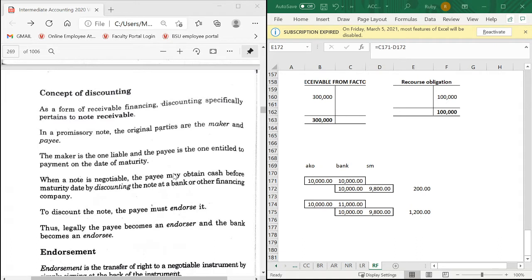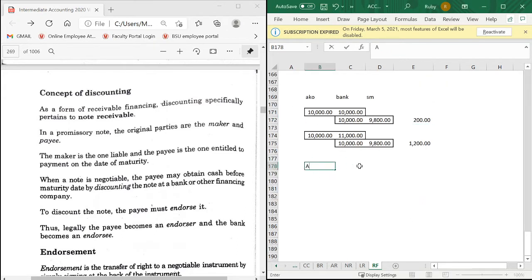In a promissory note, the original parties are the maker and the payee. The maker is the one liable and the payee is the one entitled to payment on the maturity date. Maker is also called the payor. When a note is negotiable, the payee may obtain cash before maturity date by discounting the note at a bank or other financing company. To discount the note, the payee must endorse it. Thus, legally, the payee becomes an endorser and the bank becomes an endorsee.